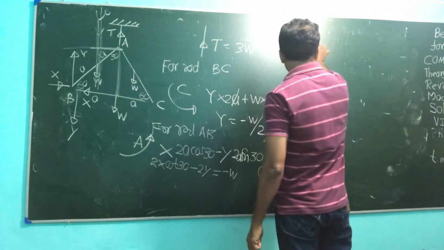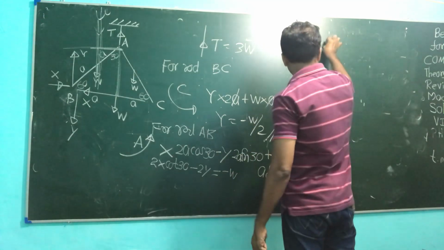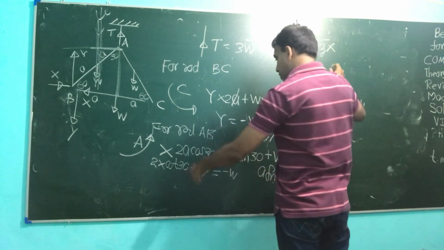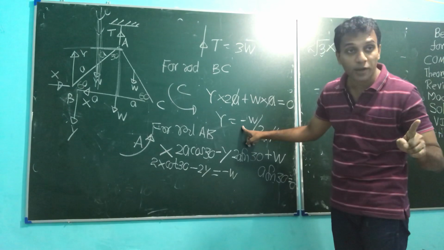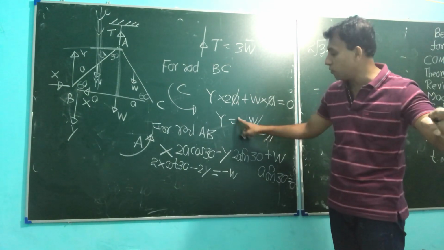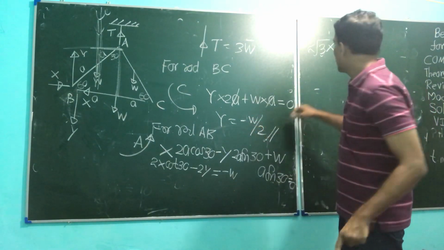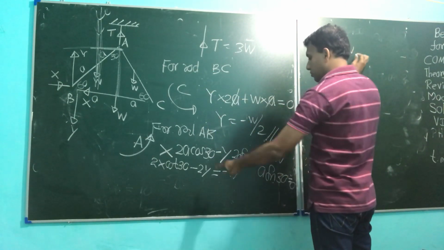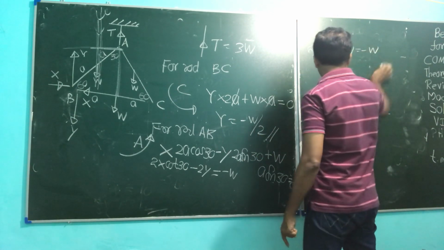So 2x. What is tan 30? Root 1 over root 3. Cot 30 is root 3. Can I say 2 root 3 x? 2 root 3 x, okay. Minus what is 2y? You don't put y as w by 2, that is wrong. Apply your y answer. I think my y answer is minus w by 2, therefore it becomes plus here. 2y is w, equal to minus w.